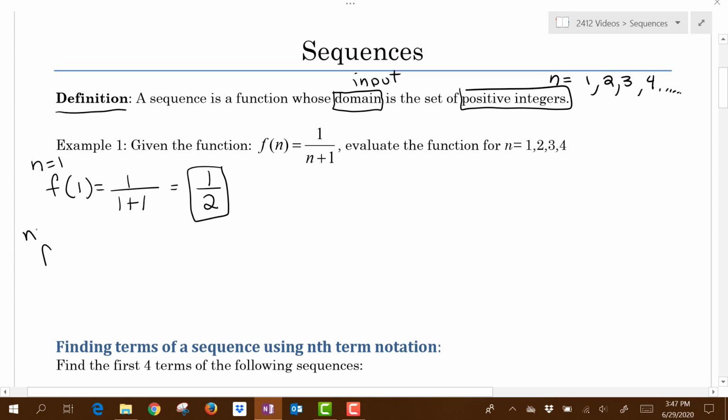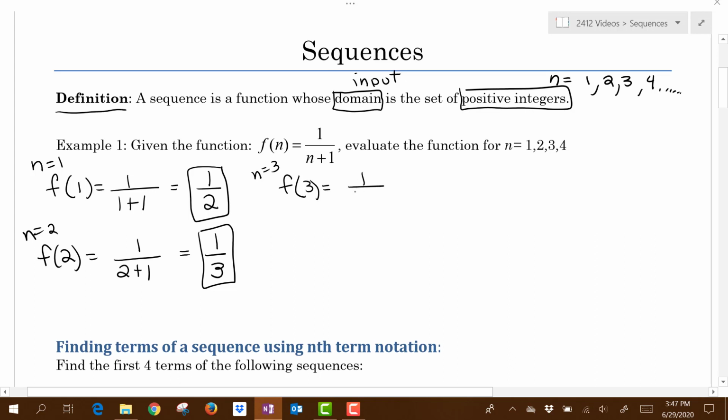Let's go for n equals 2. I'm going to put a 2 into the function everywhere that I see an n, and I get 1 over 3. Let's go for n equals 3. Put a 3 into the function everywhere that you see an n. We'll get out 1/4. Now n equals 4. Put a 4 into the function everywhere that we see an n, and we get out 1/5.